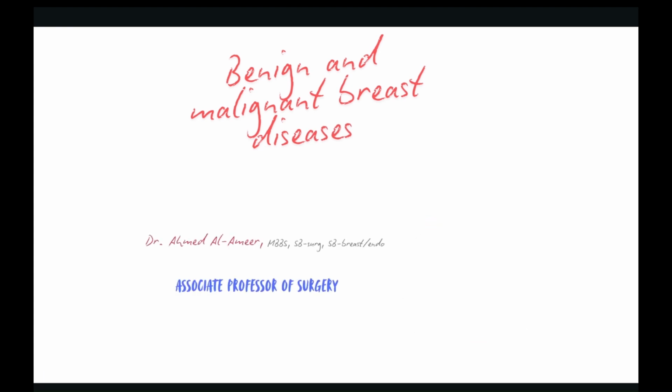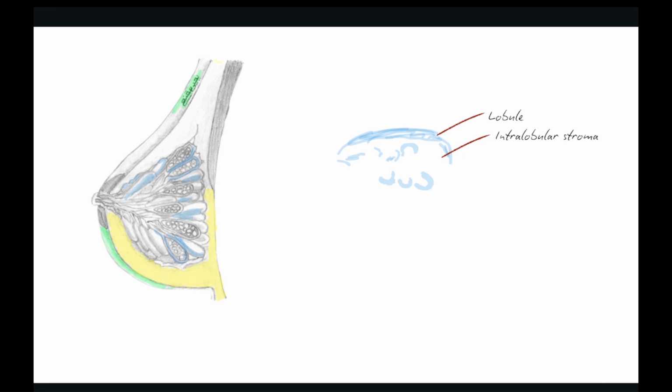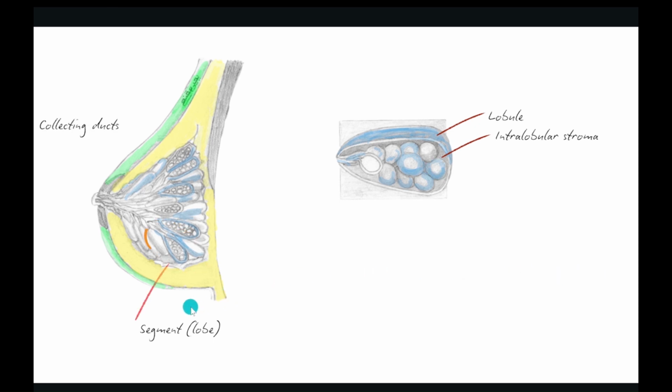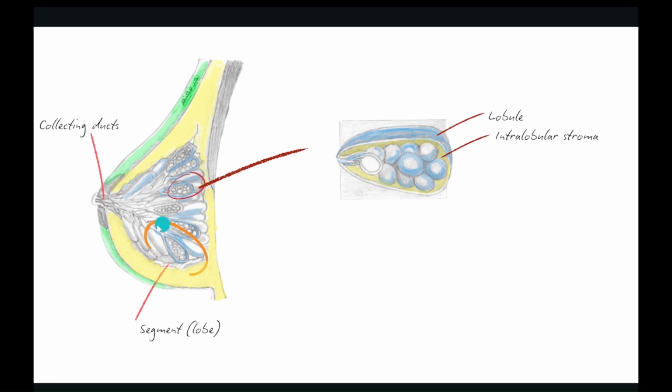In this lecture, we'll talk about benign and malignant breast diseases. Before we start talking about the benign and malignant breast diseases, let us start talking about the breast. Actually, the glandular tissue comprises 15 to 20 segments that radially converge at the nipple in 10 central collecting ducts.